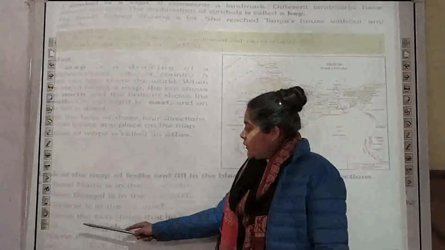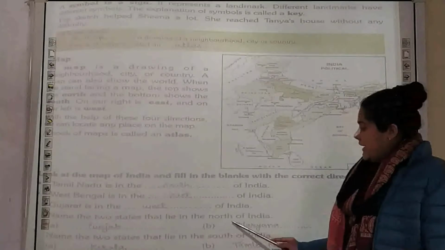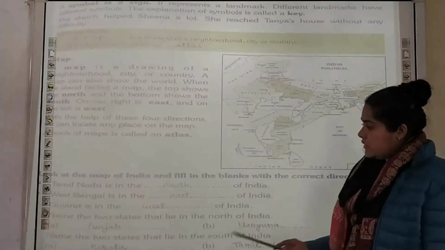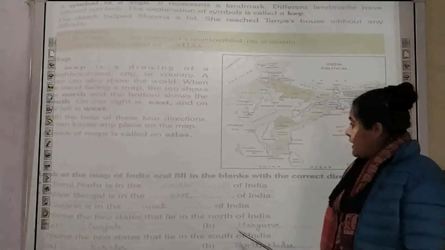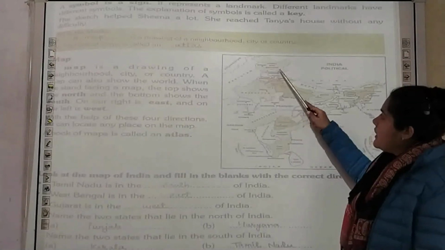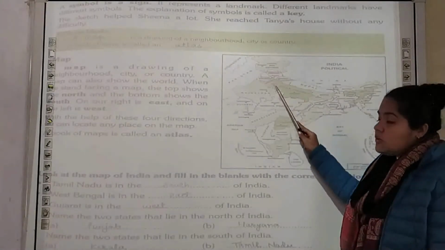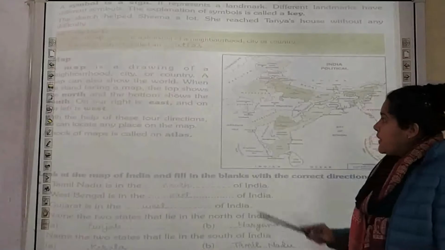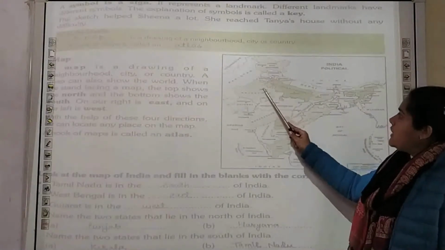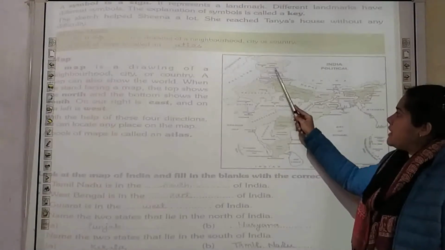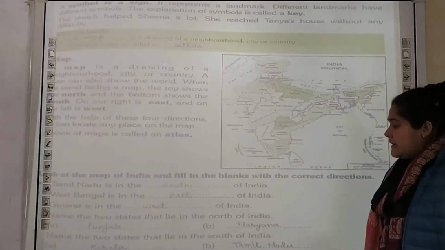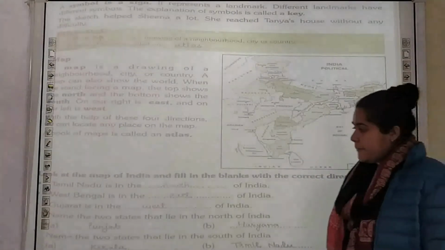Okay, so now you have to name two states that lie in the north of India. I have given two examples, Punjab and Haryana. So you have to locate, you can write any of the states which are found in northern India. You can write Punjab, Haryana, Jammu and Kashmir, Himachal Pradesh. These are the various states which are found in north of India.